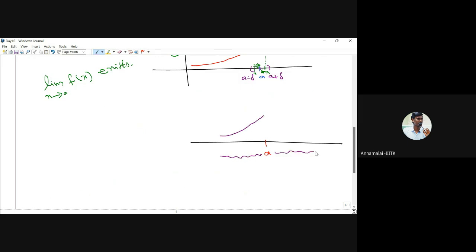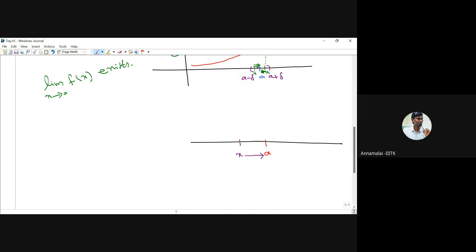Again after this A, the function is defined. Maybe they define it like this. Now we have to check what happened at the point x equal to A. That means, suppose you take any point either from the left hand side or right hand side. Suppose I am taking some point x here. Suppose you are moving this point towards A.